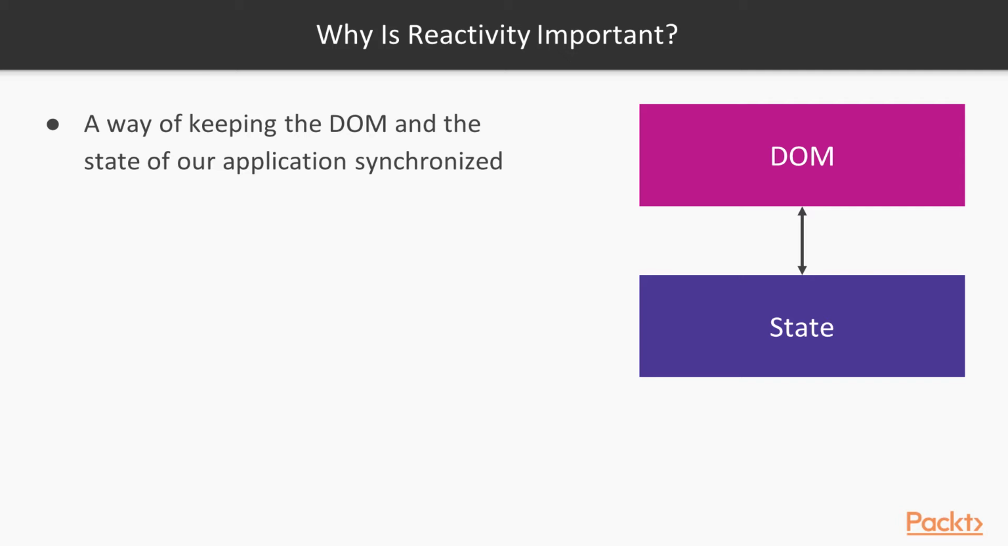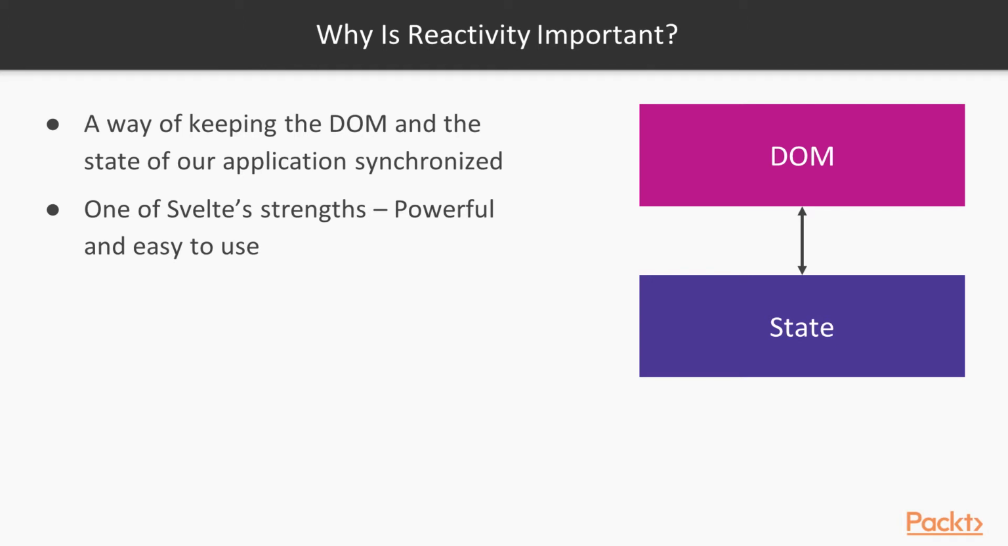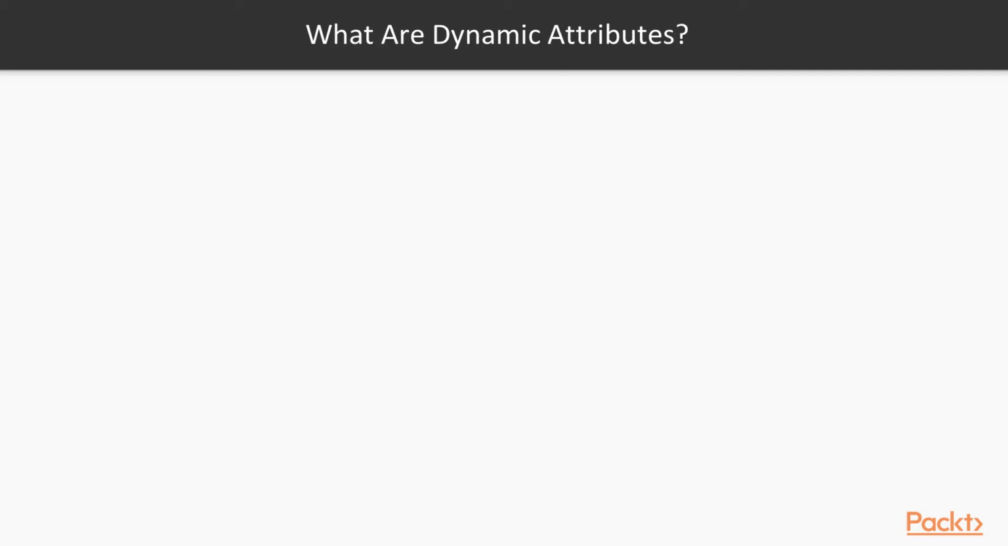Many bugs and misbehaviors can be avoided if our state and the DOM are synchronized with each other. Fortunately for us, this is one of the main strengths of Svelte. It keeps the DOM updated without us having to worry too much about it. It packs a lot of features that work towards this goal, and it does so in a very straightforward way, without complex syntax or constructs. One of the more useful features for a reactive DOM are the focus of this video: dynamic attributes.